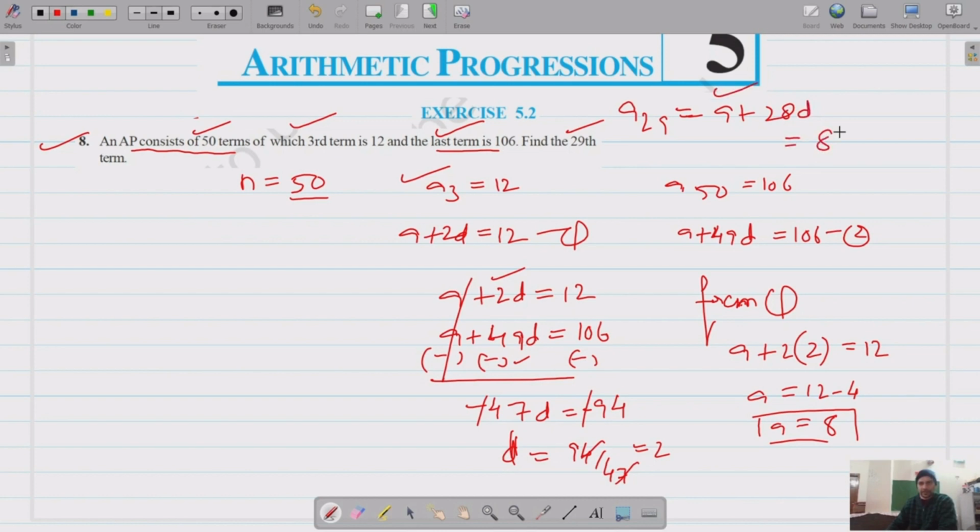So a is 8. And now our 29th term is a plus 28d, where a is 8 and d is 2. So it's 8 plus 28 into 2, which is 56. And 8 plus 56 is 64. So our 29th term is 64. That's also question number 8.